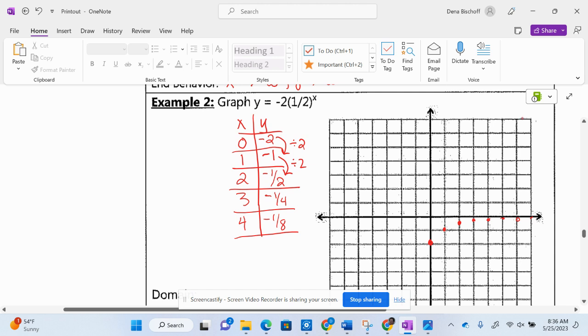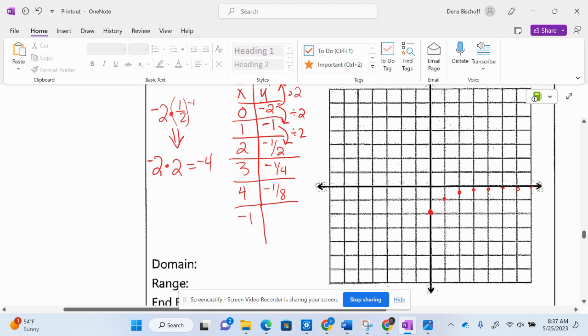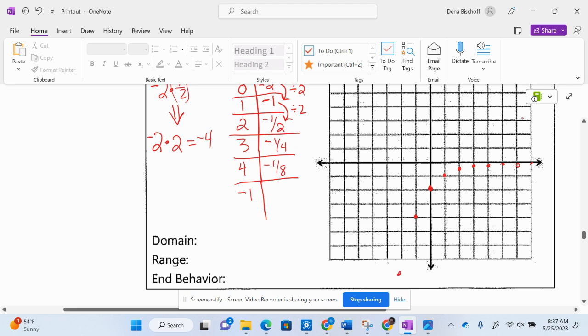If I let x equal negative 1, this gives me negative 2 times 1/2 to the negative 1 power. What happens to that 1/2 to the negative 1 power? What does it really become? It becomes a 2. So I get negative 2 times 2, which is negative 4. So I just took this number and I worked backwards. Instead of dividing by 2, I multiplied it by 2. So negative 1, negative 4. At negative 2, I'm going to equal negative 8. So my graph is going to go like this.